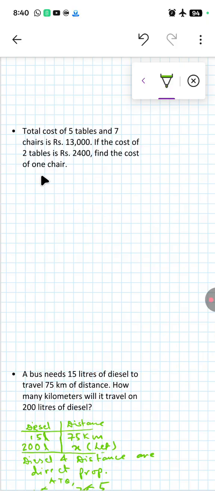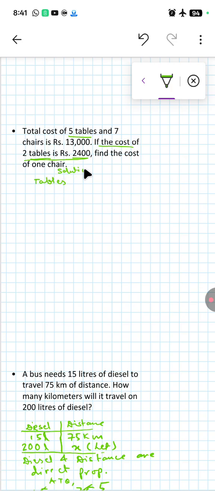We have tables and chairs. The total cost of 5 tables and 7 chairs is 13,000. If the cost of 2 tables is given, find the cost of 1 chair. Okay, so the cost of 2 tables is given over here. We have to find out the cost of 5 tables, then we can get the cost of 7 chairs. The condition given over here will make us do this question. So over here we know the tables.